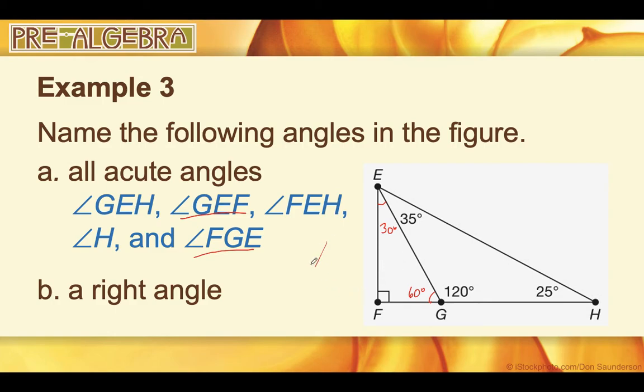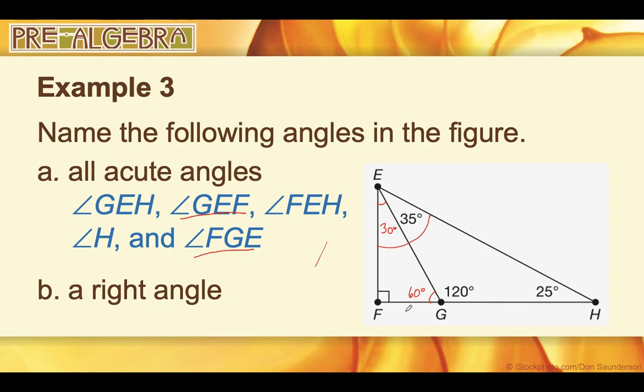Hopefully you got all, so technically we've got GEH, we've got GEF, we've got FEH. Oh, I missed that one. Did anybody else get that one? This is an acute angle. 30 plus 35 degrees is 65 degrees. That's angle FEH. I missed that one. And angle H, angle FGE. There are 5 acute angles.